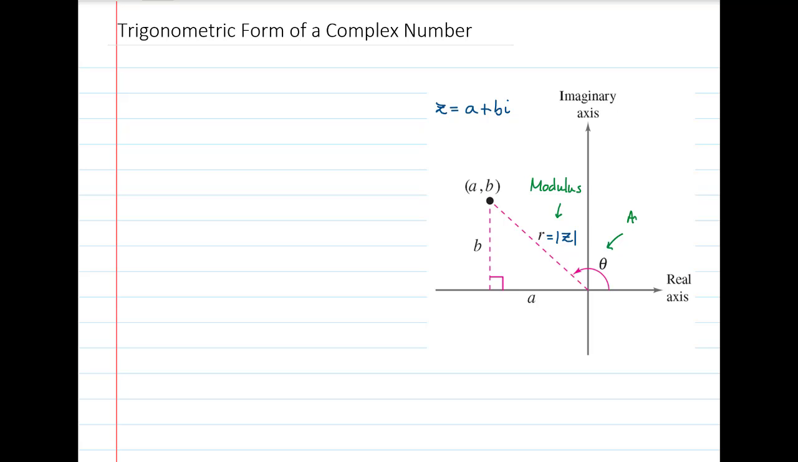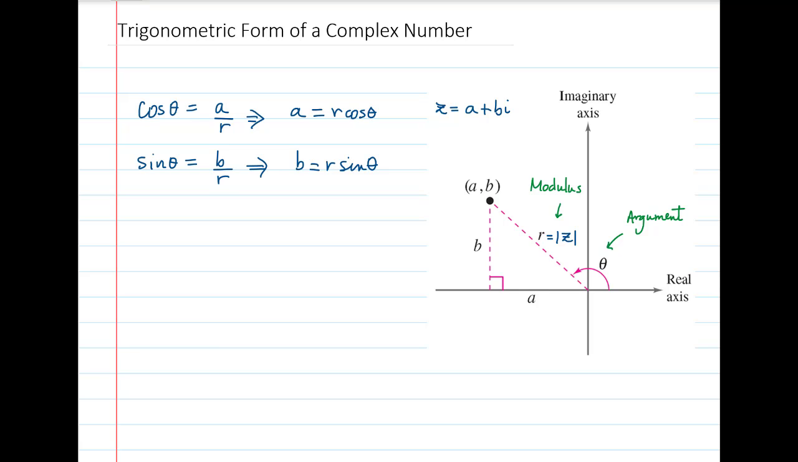Now this angle here that we're talking about, formed with the positive real axis, is going to be called the argument of z. Now if we use our right triangle trigonometry that we've been studying so far, we can set up cosine of theta to be equal to a over r. Right? Remember, a here is one of the coordinates of our point, and in the same way, sine of theta is going to be equal to b over r. You can also look at the right triangle and come up with those ratios as well.